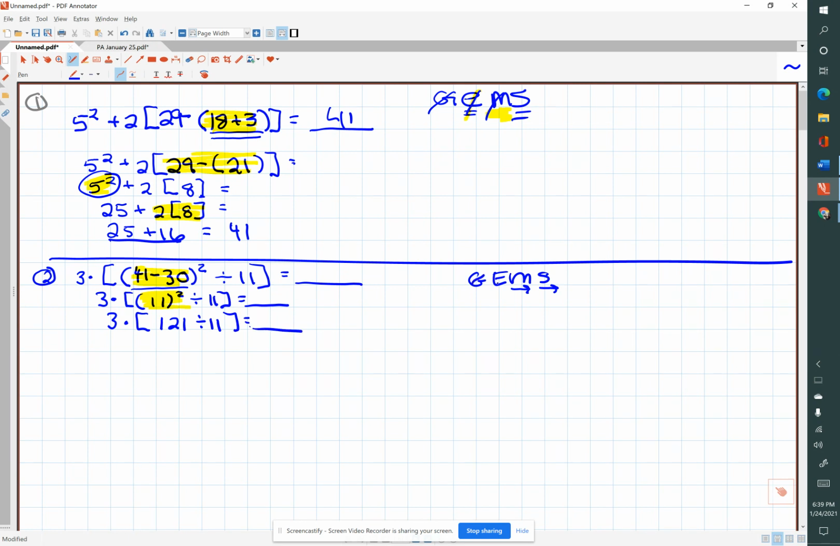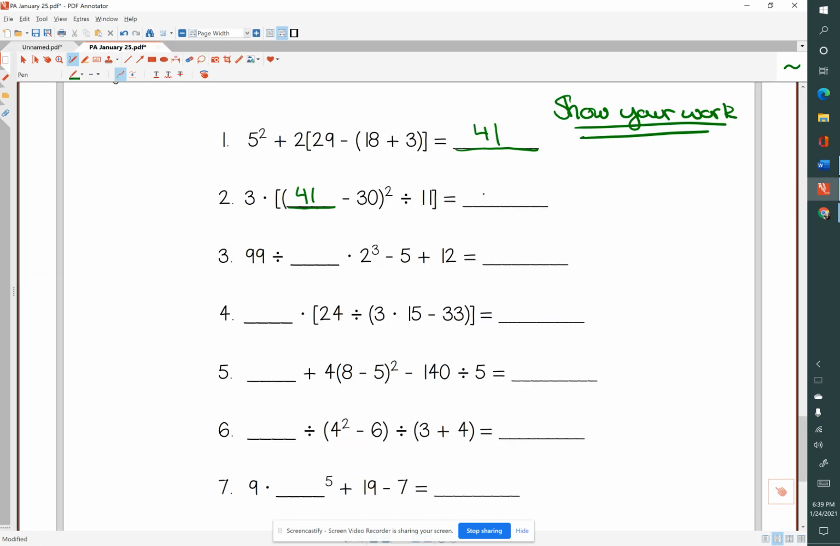Okay, so we took care of the exponent. Now we don't have multiplication, but we do have division. So we're going to divide 121 by 11. So 3 times 121 divided by 11 is 11, equals blank. And then finally, 3 times 11 equals 33. And that's our final answer. It's a little tricky. And we will also put that 33 on the next line.